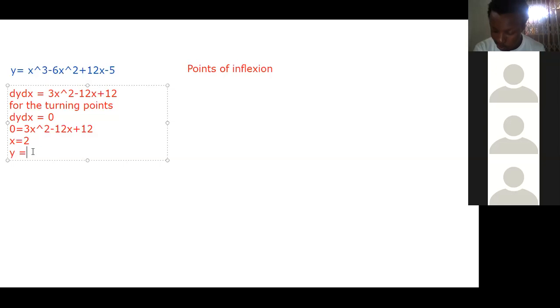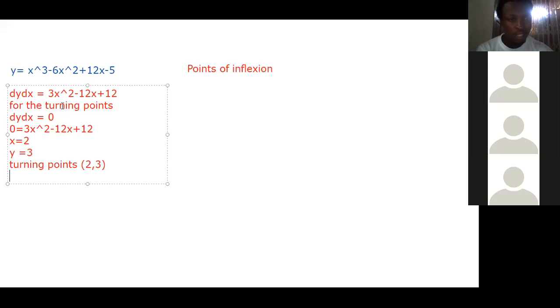Let's do the mathematics. Now I'm going to get y to be 3. Am I correct? That means our turning point now becomes (2, 3). This will be our turning point. Now the question says we should find the nature of the turning point. So to find the nature, we have to find the second differential of y.